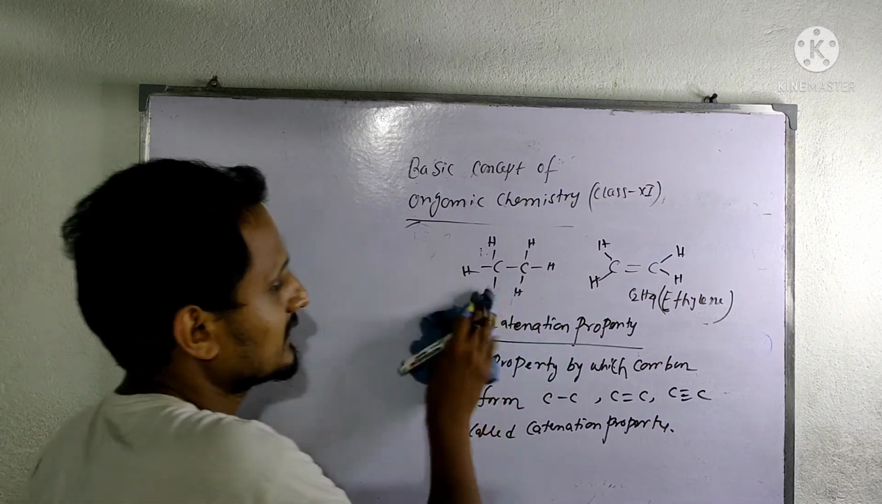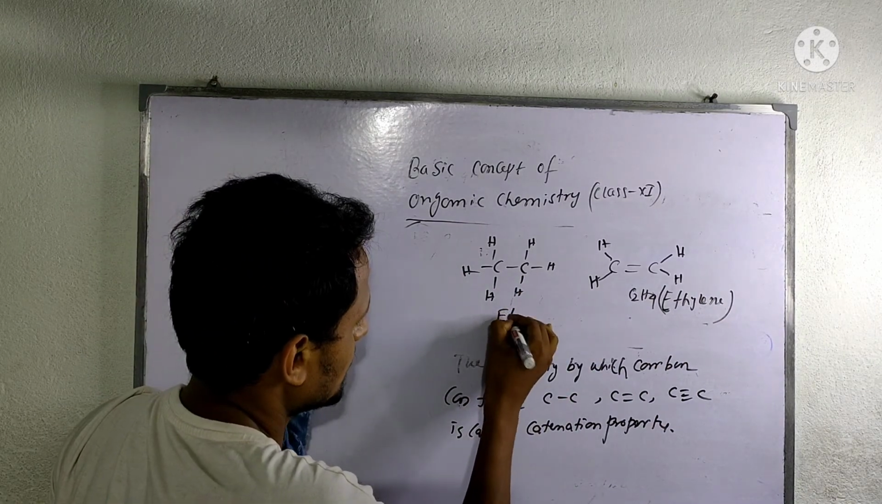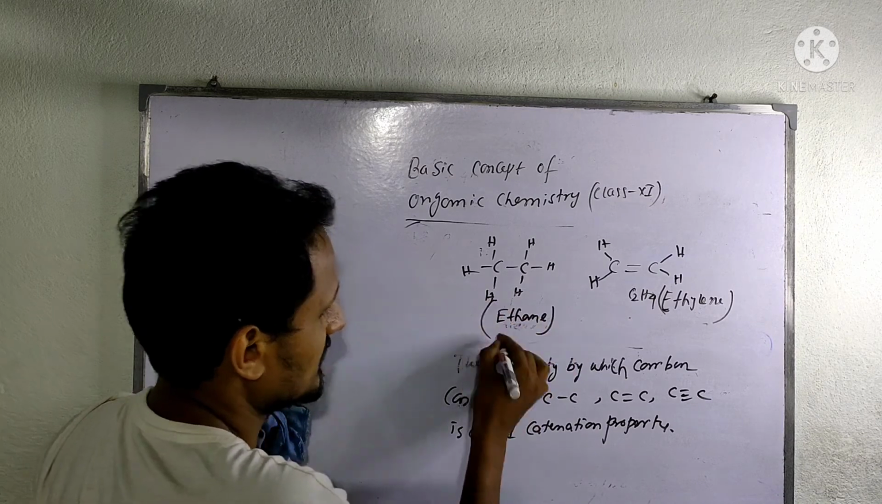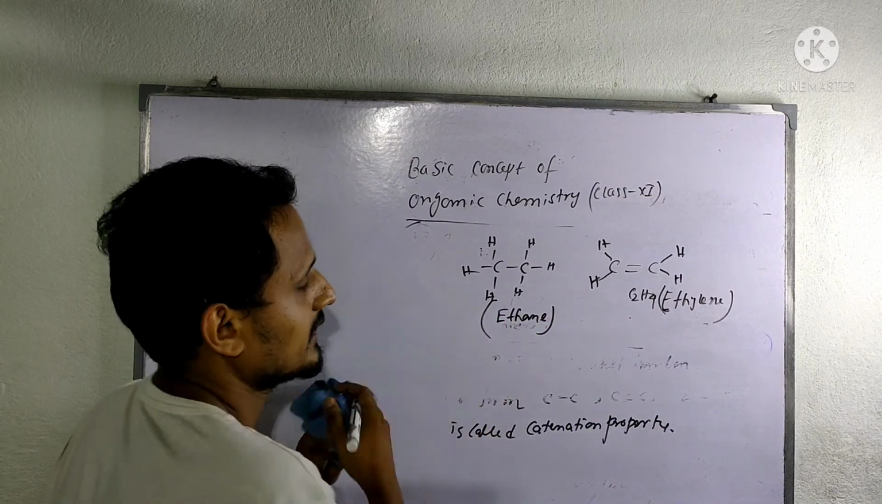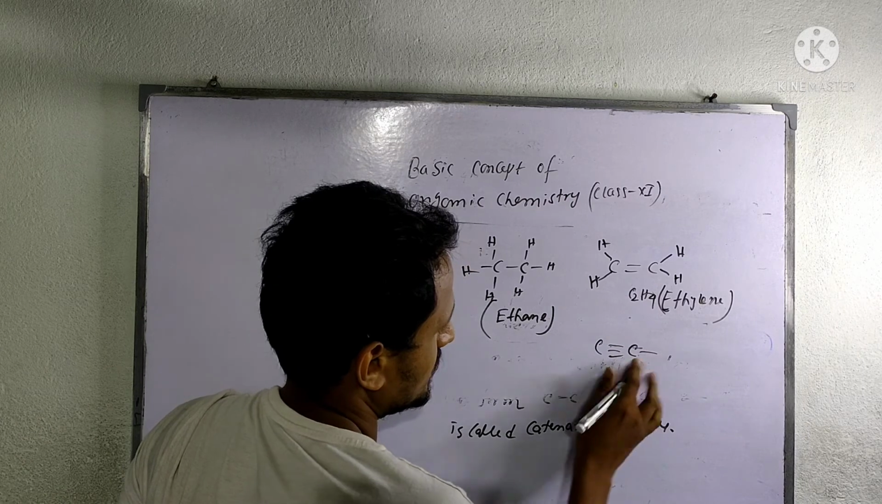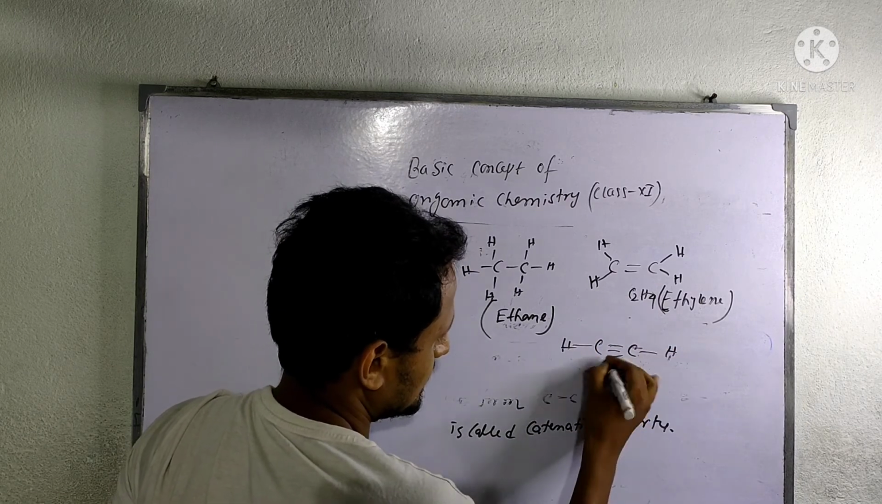It is ethene. Now how to write the name of the compound? Nomenclature I will tell you next step. And the triple bond compound is this one, acetylene.